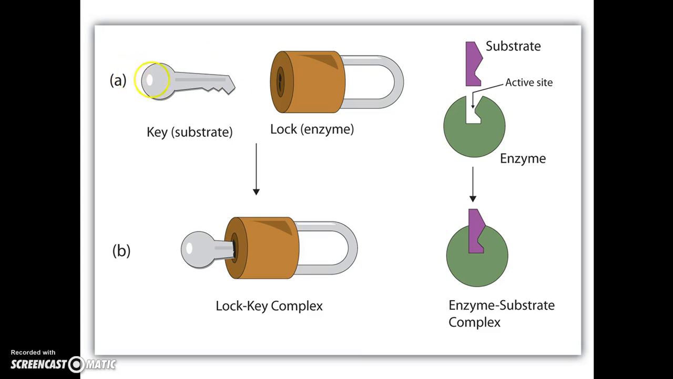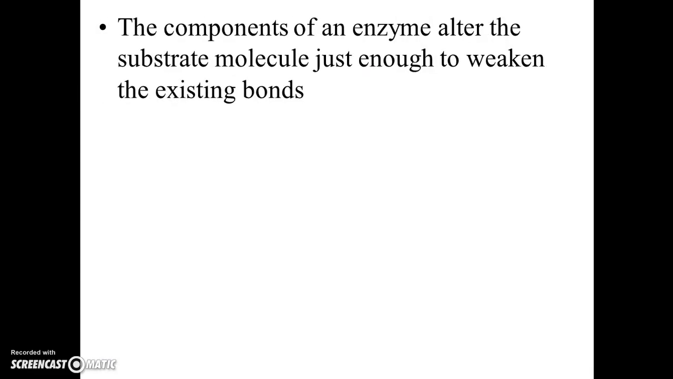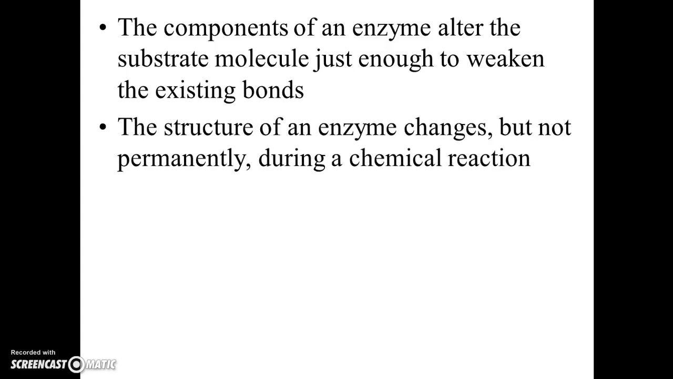This is a diagram that just shows you a key going into it just like a substrate fits. This is the lock and key complex. This is the enzyme substrate complex. Just a kind of cool analogy. The components of an enzyme alter the substrate molecule just enough to weaken the existing bonds. The structure of an enzyme changes, but not permanently during a chemical reaction.